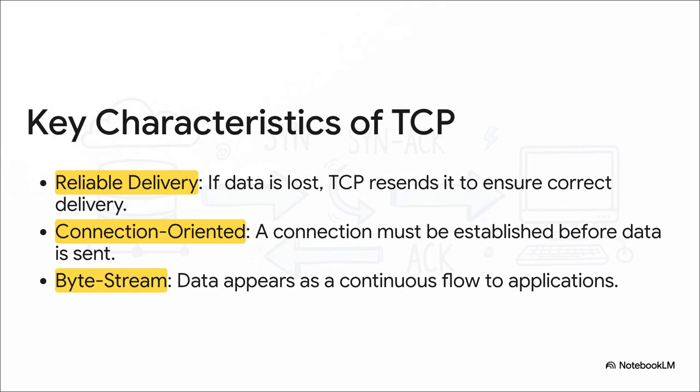Reliable delivery is huge. If a piece of data gets lost in transit, TCP notices it wasn't acknowledged and just sends it again. Simple as that. Connection-oriented means it doesn't just start shouting data into the void. It politely asks to start a formal connection first. And that byte stream idea? It just means that applications don't have to worry about chopping up and reassembling data. TCP handles all that messy work behind the scenes.